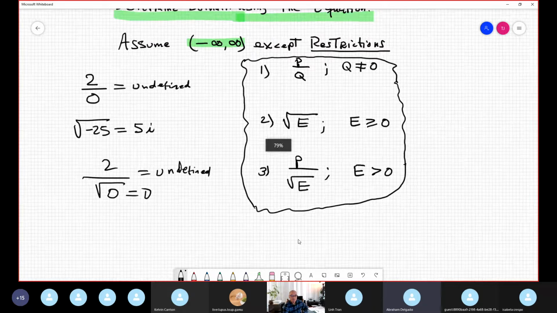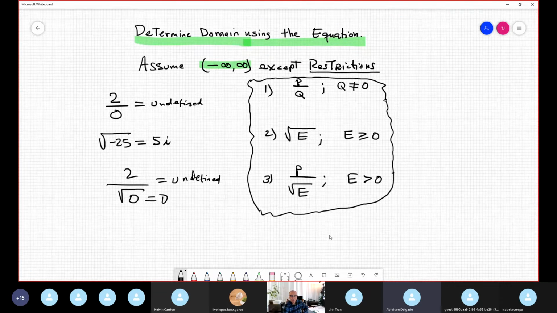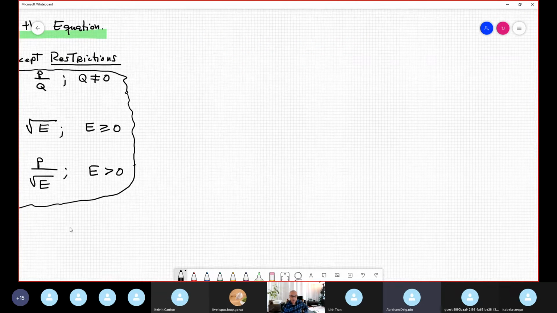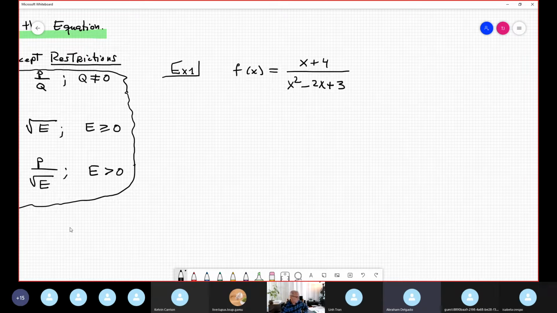Let's see example. Example 1. Example 1 says, determine the domain of this function. F of x is equal to x plus 4 divided by x squared minus 2x plus 3. And remember, my goal is to determine only the domain. Range, no, range is more complicated. The question is always domain.